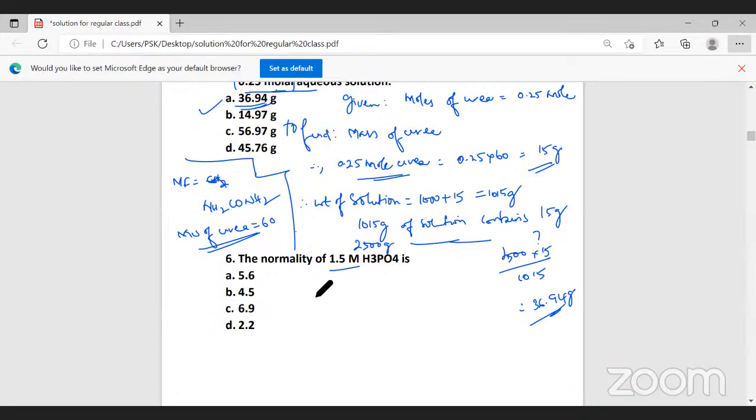Now just observe this formula, phosphoric acid, H3PO4, and tell me what is the basicity of phosphoric acid. Yesterday I spoke about acidity and basicity in detail. Tell me what is the basicity of phosphoric acid. Quickly.